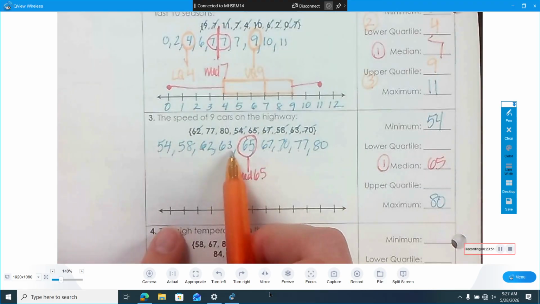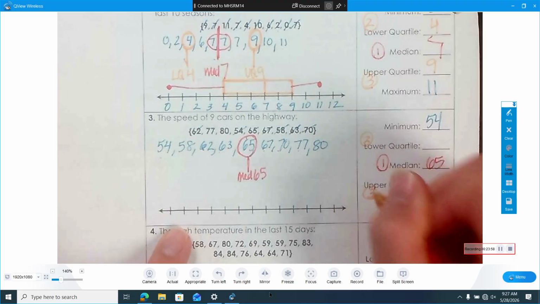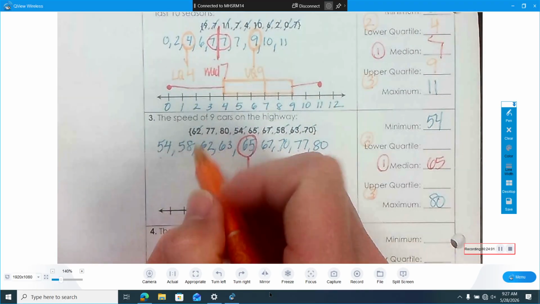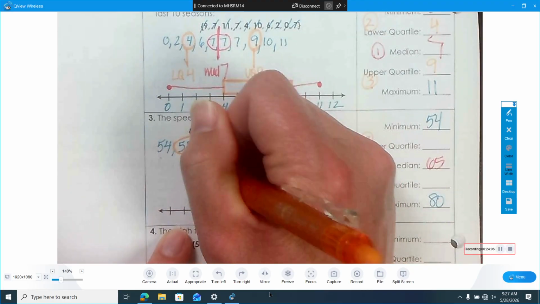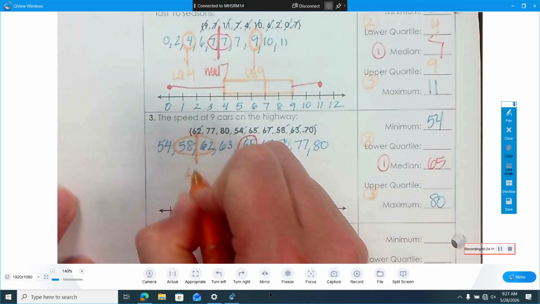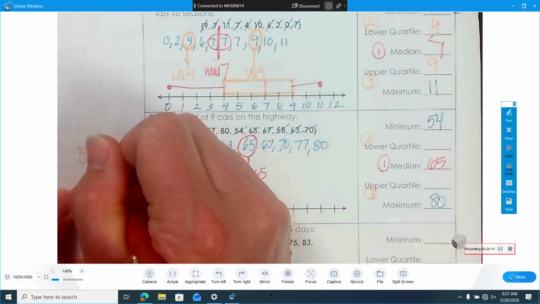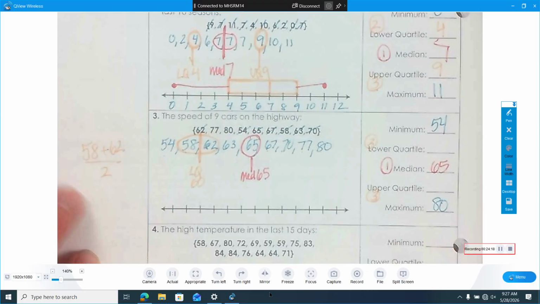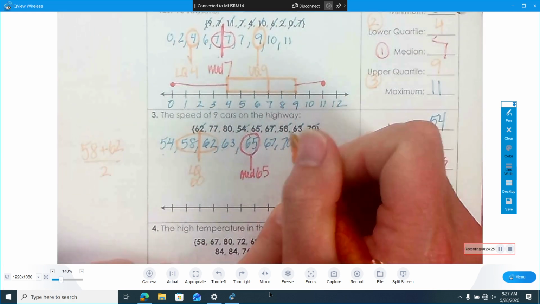Now, I have 4 values to the left. Where's the middle? Between what and what? Yeah, between 58 and 62. Our middle is between them. And again, if we didn't know that the lower quartile is 60, we would take 58 plus 62 and divide it by 2. Add and divide. So if you're unsure, it's just an average, adding and dividing by 2.